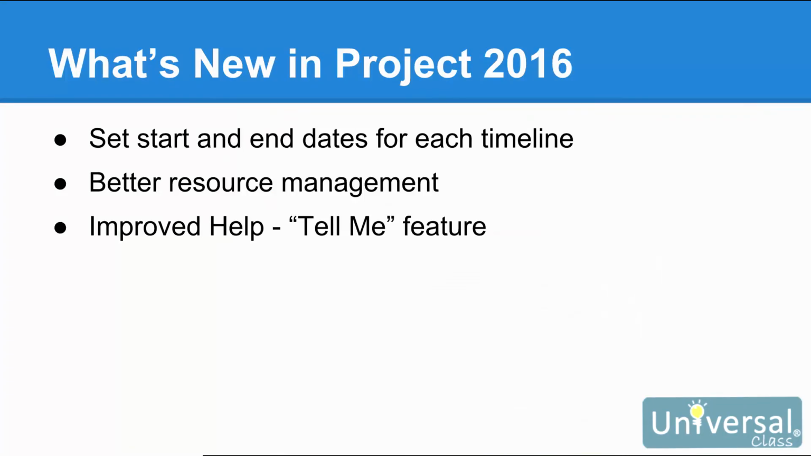Before we delve into learning all about Project 2016 and how it works, let's talk about the improvements that have been made to Project in the 2016 version. You can set start and end dates for each timeline. You have better and more effective resource management with an agreement called a resource engagement. Improved help. Instead of searching for help topics in Project, you can now use the Tell Me feature, which will tell you how to do the task for which you need help, and it will do it for you.